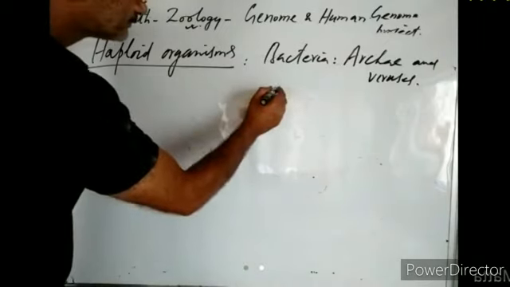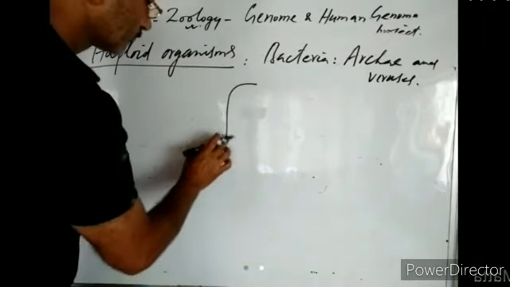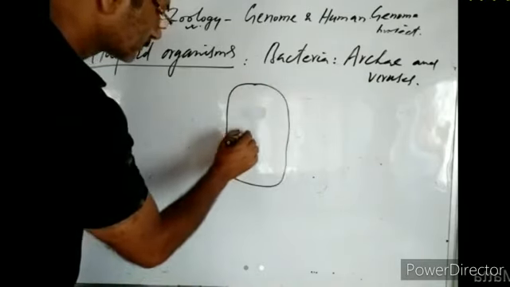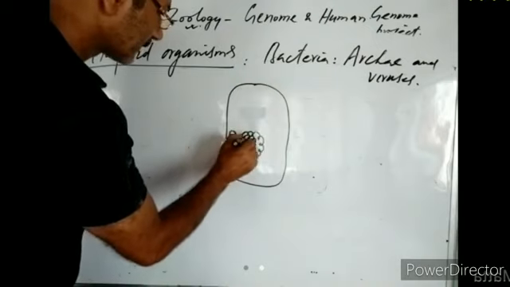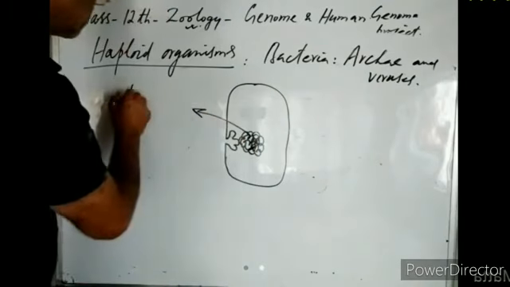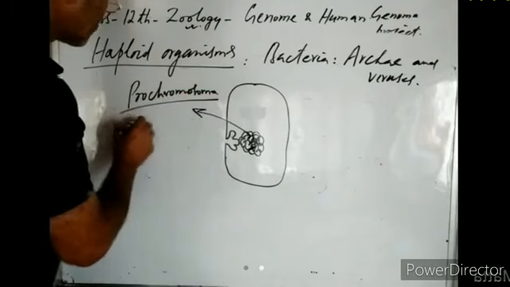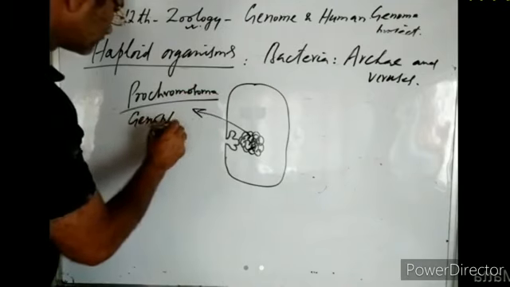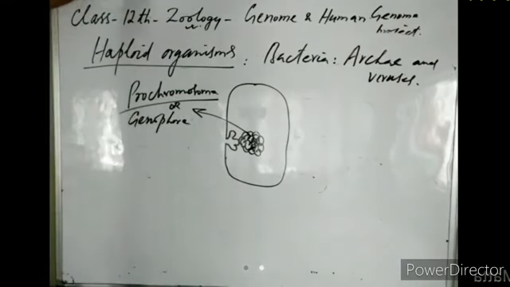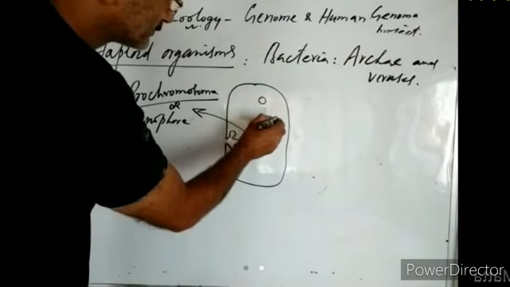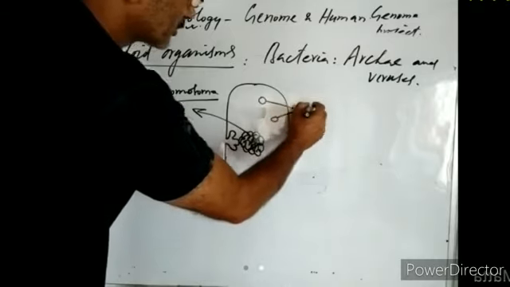In a bacterium, there is a prochromosome. This is the prochromosome of a bacterium, or we also call it the genophore. This is the main genetic material of a bacterium. It is a single circular double helical DNA molecule. In addition to this prochromosome, certain bacteria also have plasmids, small pieces of circular DNA molecules known as plasmids.